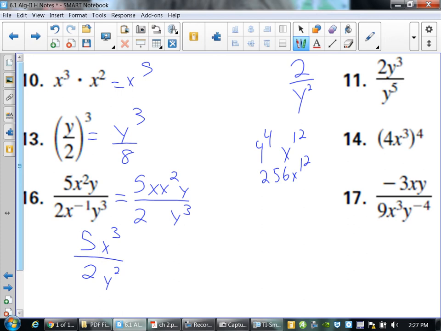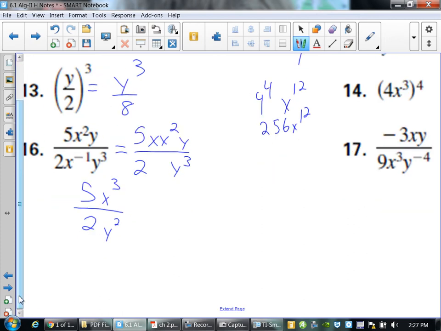Last but not least, we wind up with -3 over 9 becomes -1/3. Good. x over x cubed is 1 over x squared. And now I'm going to bring that y to the 4th up. And what does my numerator become? -5 y. Negative y. Good.